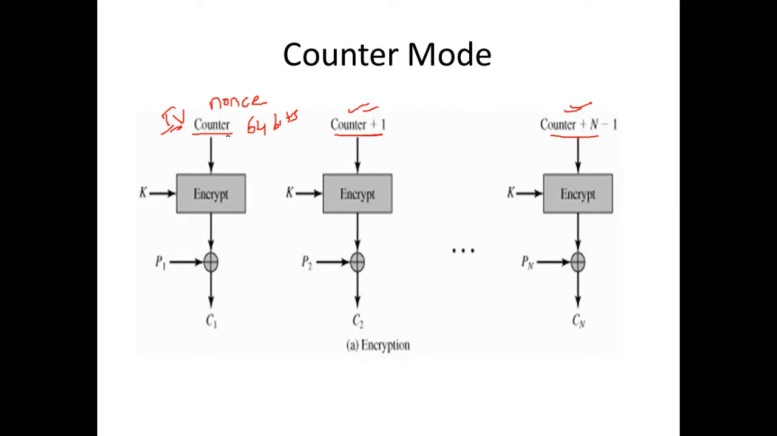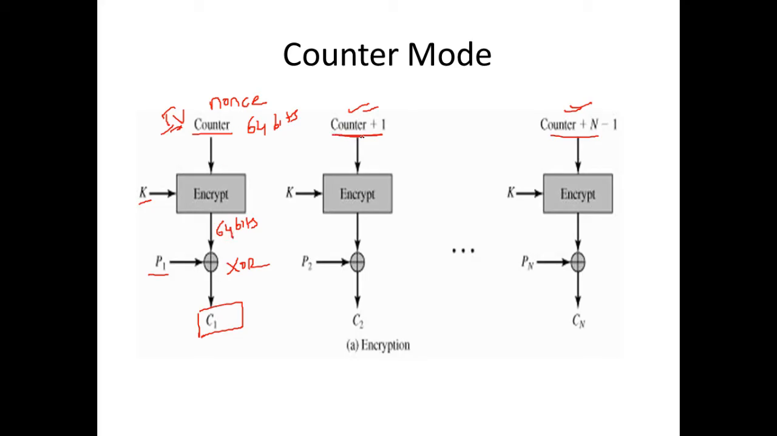So we're going to use the counter data and send it to our encryption algorithm, encrypt it using a key. The output of 64 bits will then be XORed with the plain text to get the ciphertext block C1.